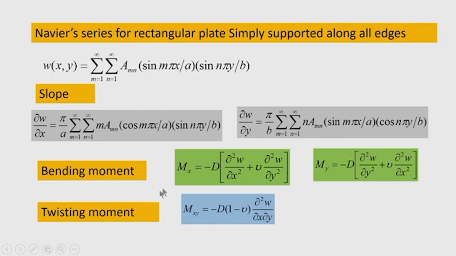Bending moment quantity has to be calculated utilizing the second derivatives. So, we write the bending moment expression as M_x equal to minus D times del square w by del x square plus mu into del square w by del y square. Similarly, M_y equal to minus D times del square w by del y square plus mu into del square w by del x square. Twisting moment is calculated by the cross derivative del square w by del x del y, and once the deflection function is known, systematically all the derivatives can be calculated.